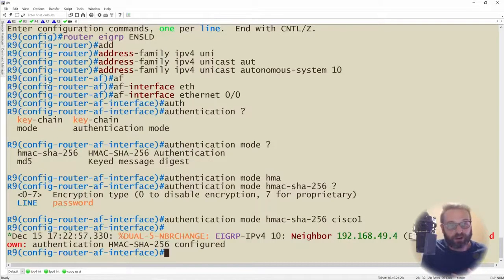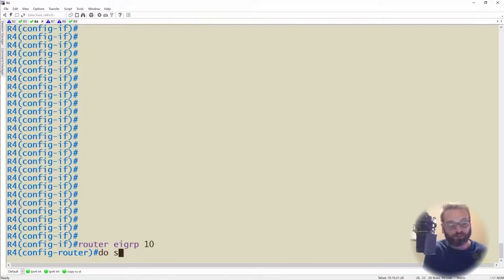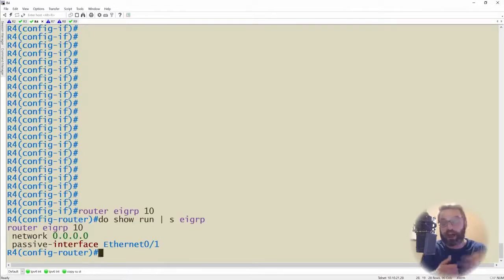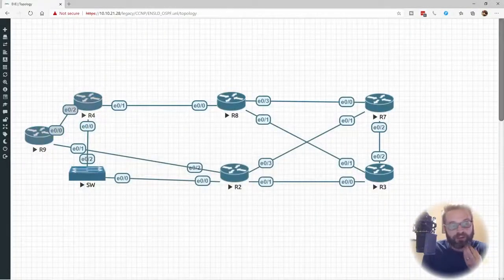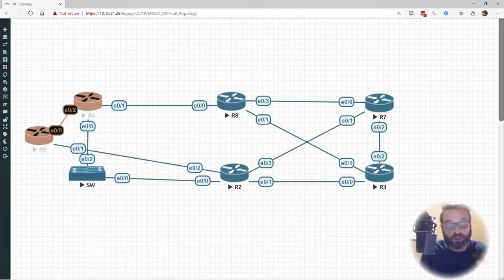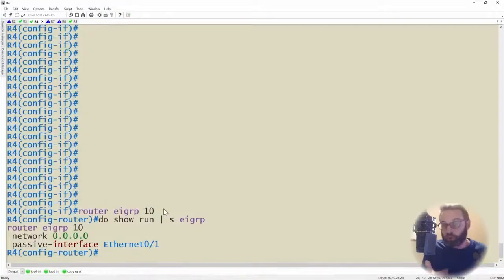So check this out. We're going to jump over to R4 and I'll show you real quick. I'm on router 4's command line. If I give it a do show run section EIGRP, you'll see really quick how we have this configured. We set up a passive interface on Ethernet 0.1, and we also have basically EIGRP running on all other interfaces. The interface that we would want to configure HMAC SHA-256 on would be Ethernet 0.2. But since we're in classic EIGRP configuration, we have to do this on the interface itself.